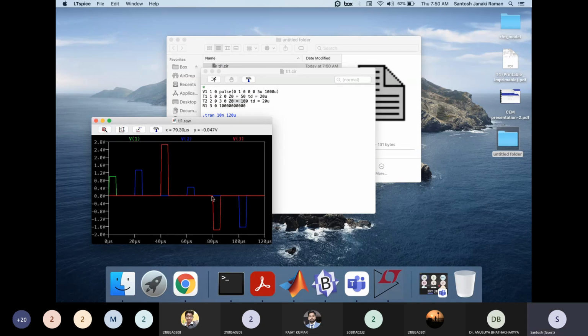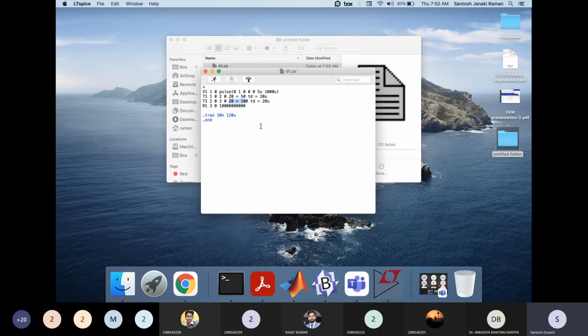So you see these kind of multiple reflections occur when there's a mismatch between the surge impedances of a transmission line. So this is what happens. And another thing that I just wanted to show you is this. It will be useful in the next simulation.